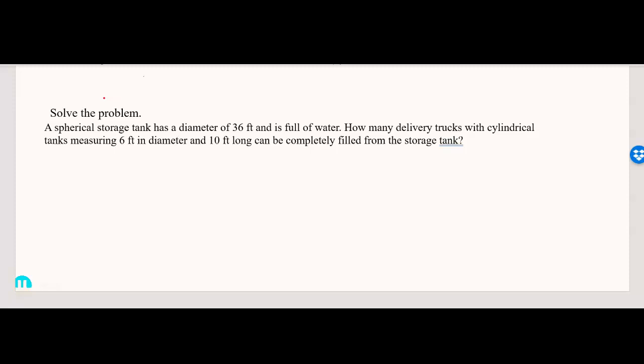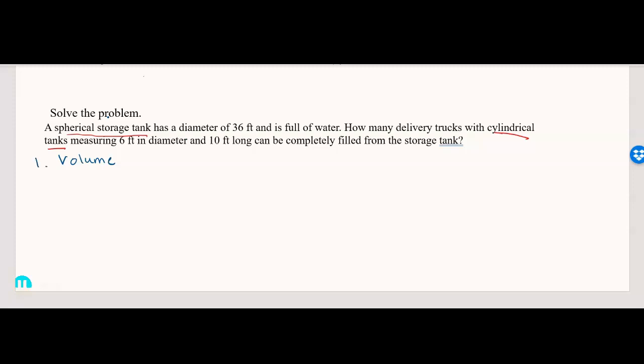Okay, let's talk about what we've got. We have a spherical storage tank that's filled with water. We want to empty that tank by filling it up with cylindrical tanks. And we want to know how many of those tanks would need to be ordered to empty out this tank. All right. Well, let's go ahead and think about this. We're talking about something being filled up, which means we're talking about volume. So the first thing we want to do is find the volume.